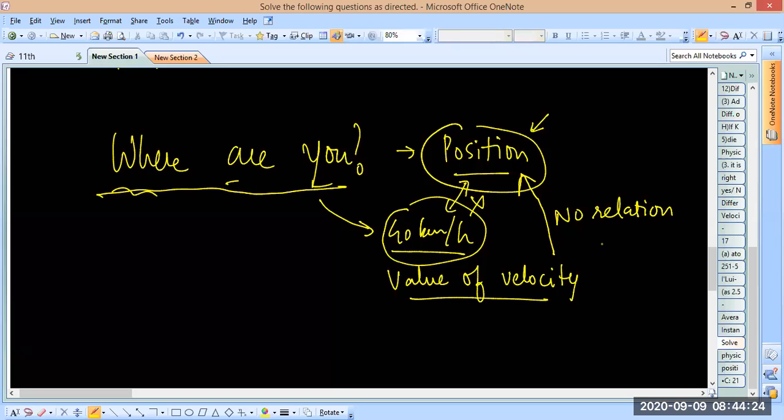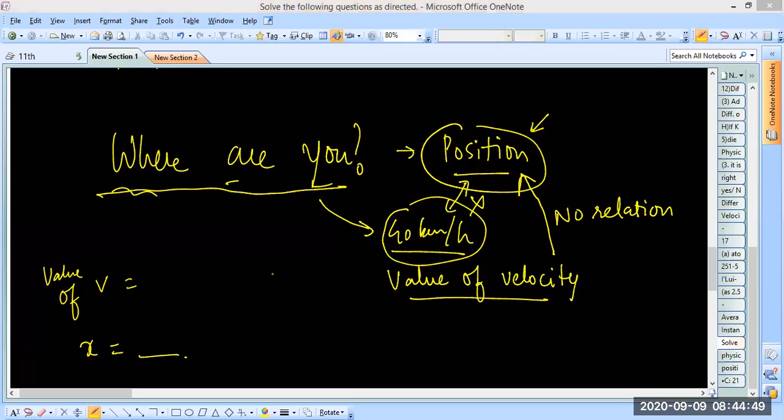You understood what I said? The value of velocity at a particular time, whether it's 10 or 20 or 30 or anything, from that you cannot find position. Agreed? Right? You may be anywhere. You may be anywhere.